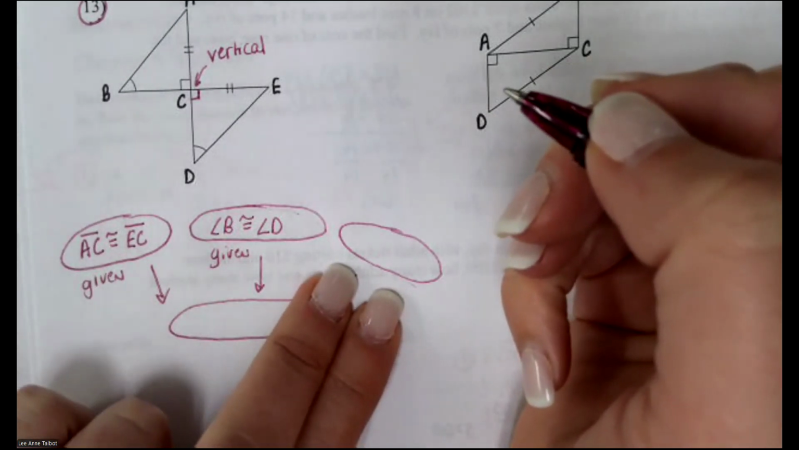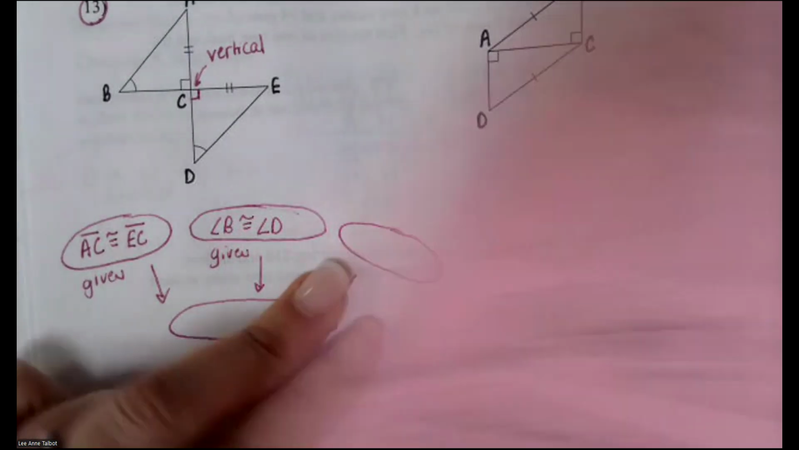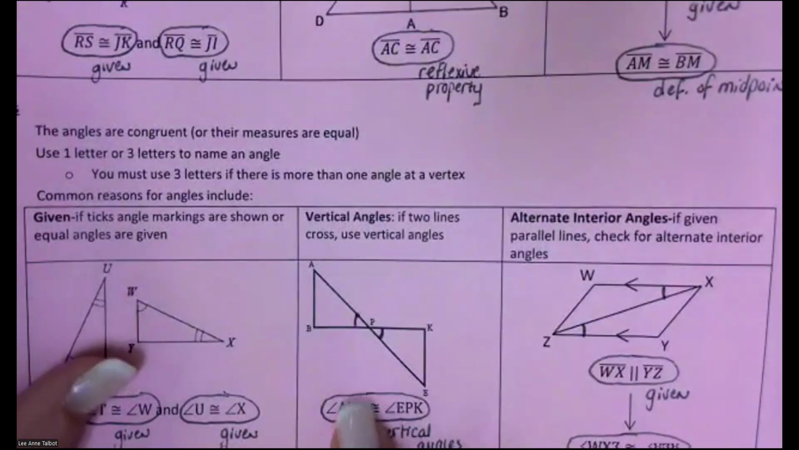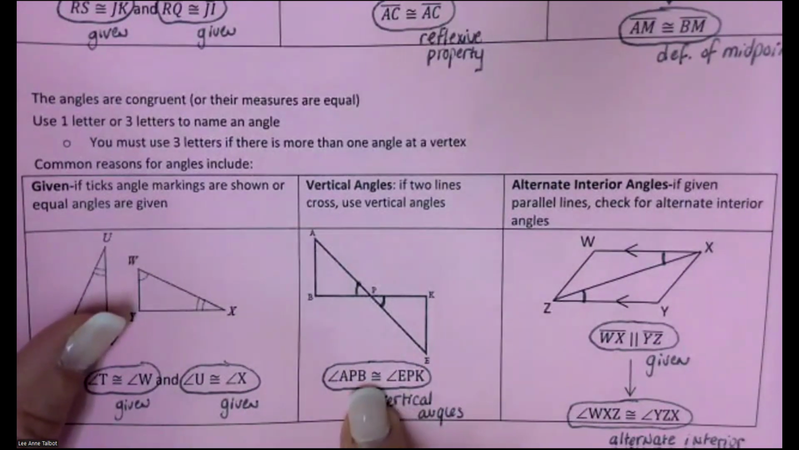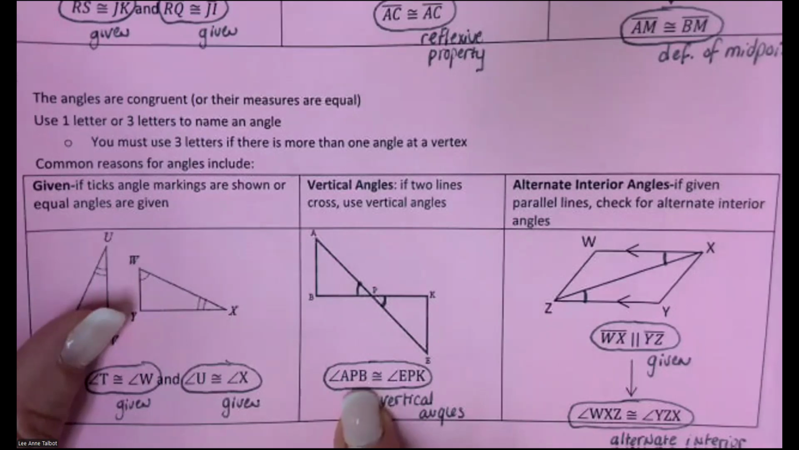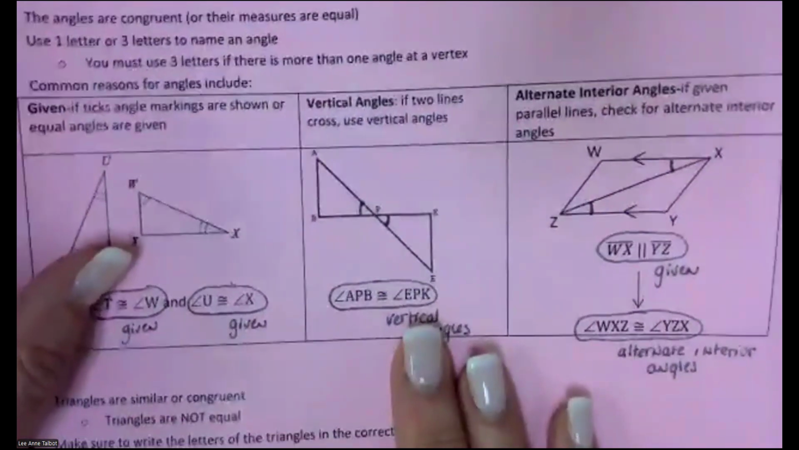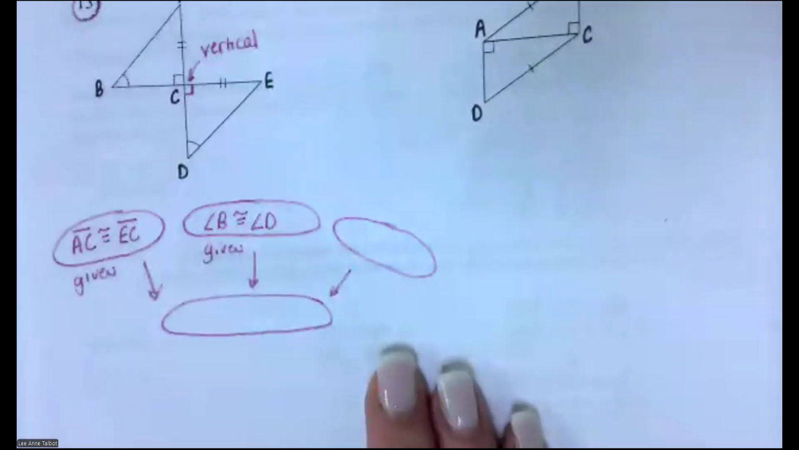And then the last thing is the vertical that I marked, and I want you to notice that on my pink sheet here, it very specifically says that it has to be 3 letters for vertical. I don't want you to get that wrong. You have to do all 3 letters.